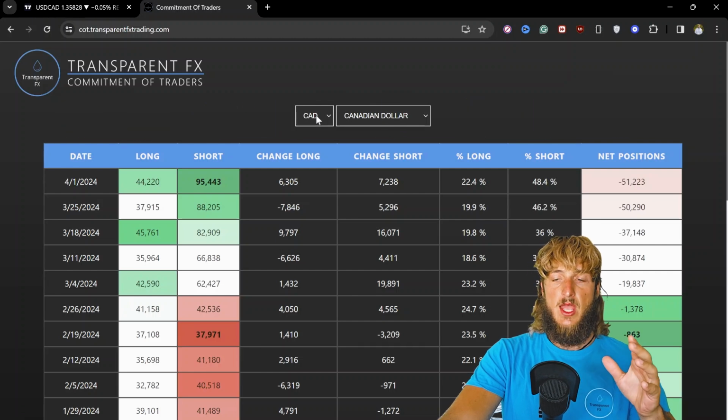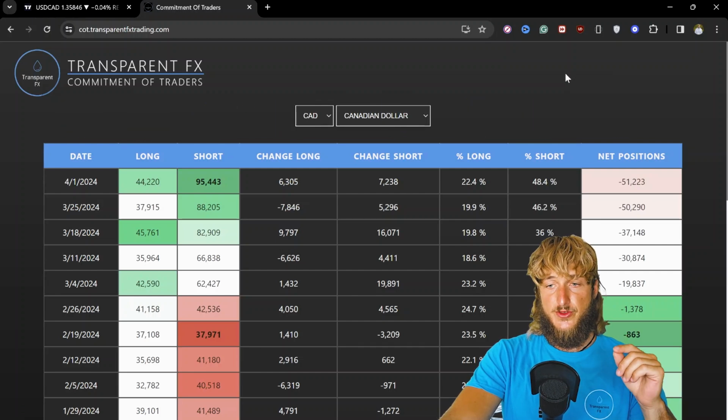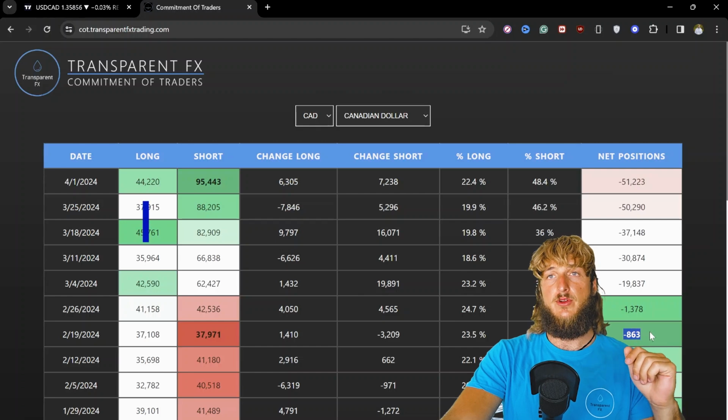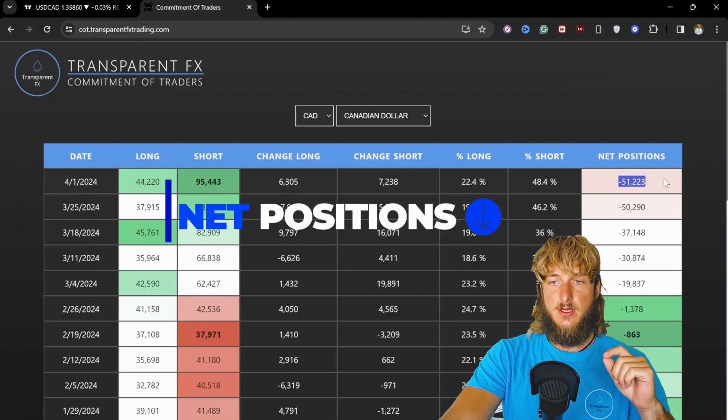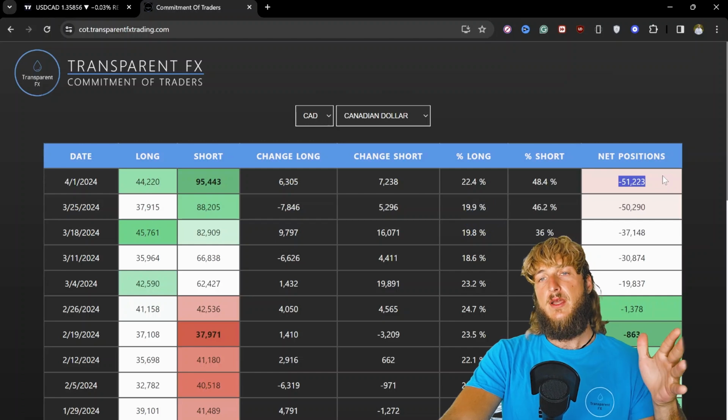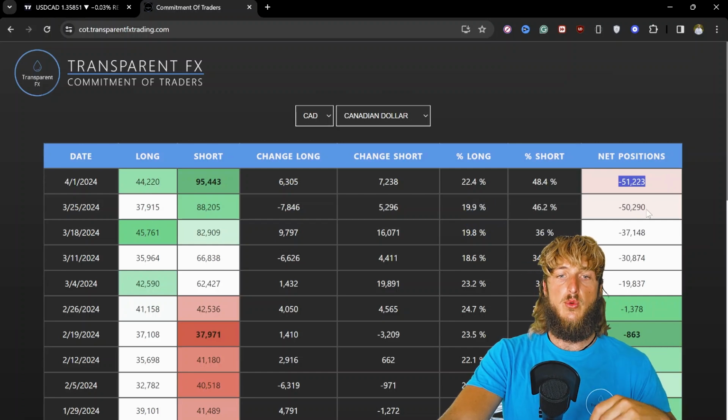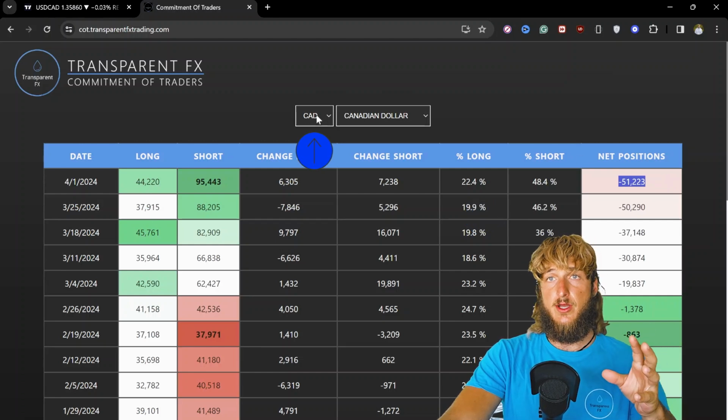and let's check the data precisely for the CAD. Now, what we can see here is that hedge funds went from having minus 800 net positions all the way down to having minus 51,000 net positions, showing how clearly with the last reports, they have been moving massively to the bearish side for the CAD.